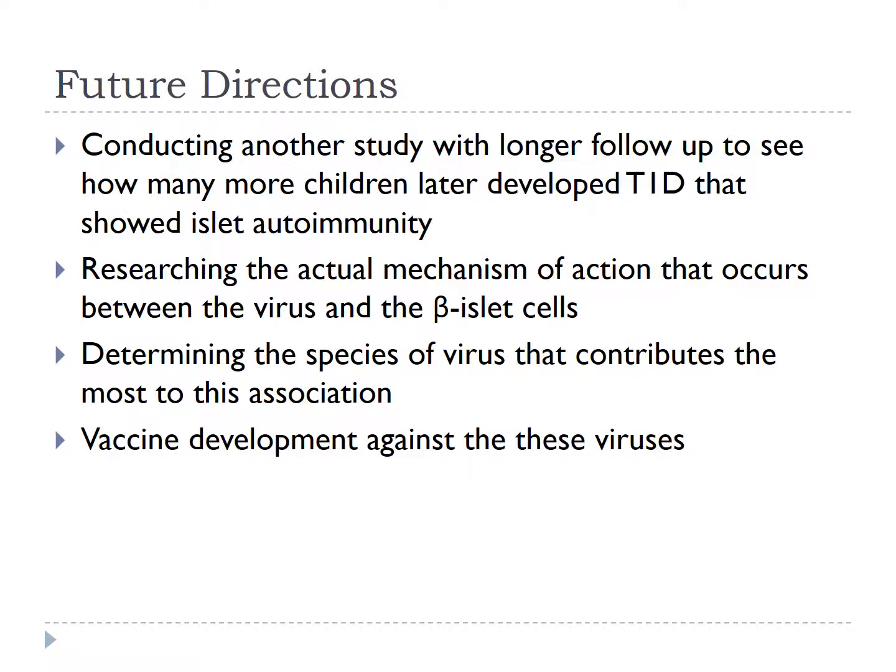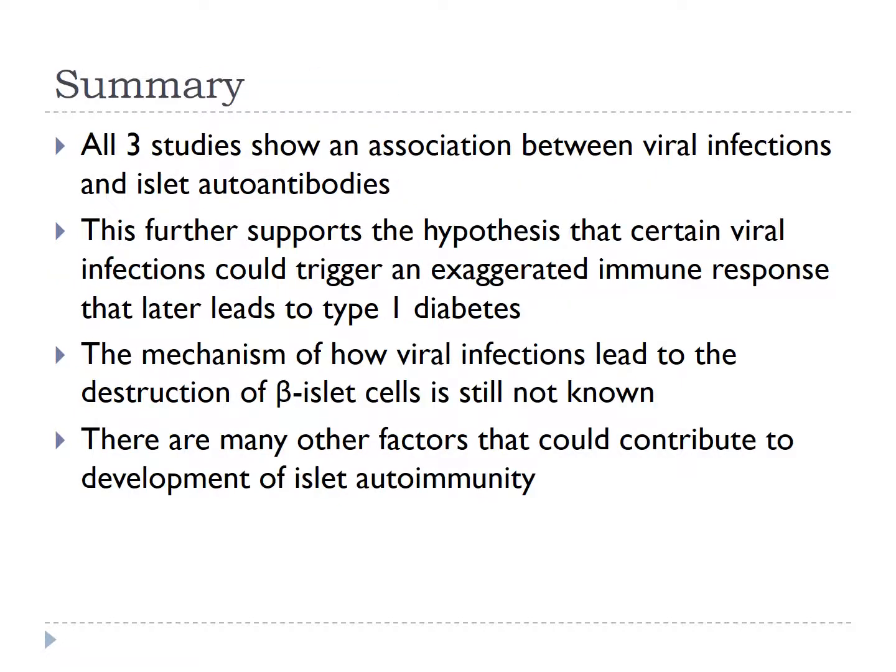Knowing what the virus does to make these cells stop working could potentially create ways to prevent this destruction from even happening. If scientists could determine the species of virus that has the largest contribution to the association, then we could develop a vaccine that might be able to reduce the number of new cases of type 1 diabetes. All of these things would greatly help future generations from developing this incurable disease.